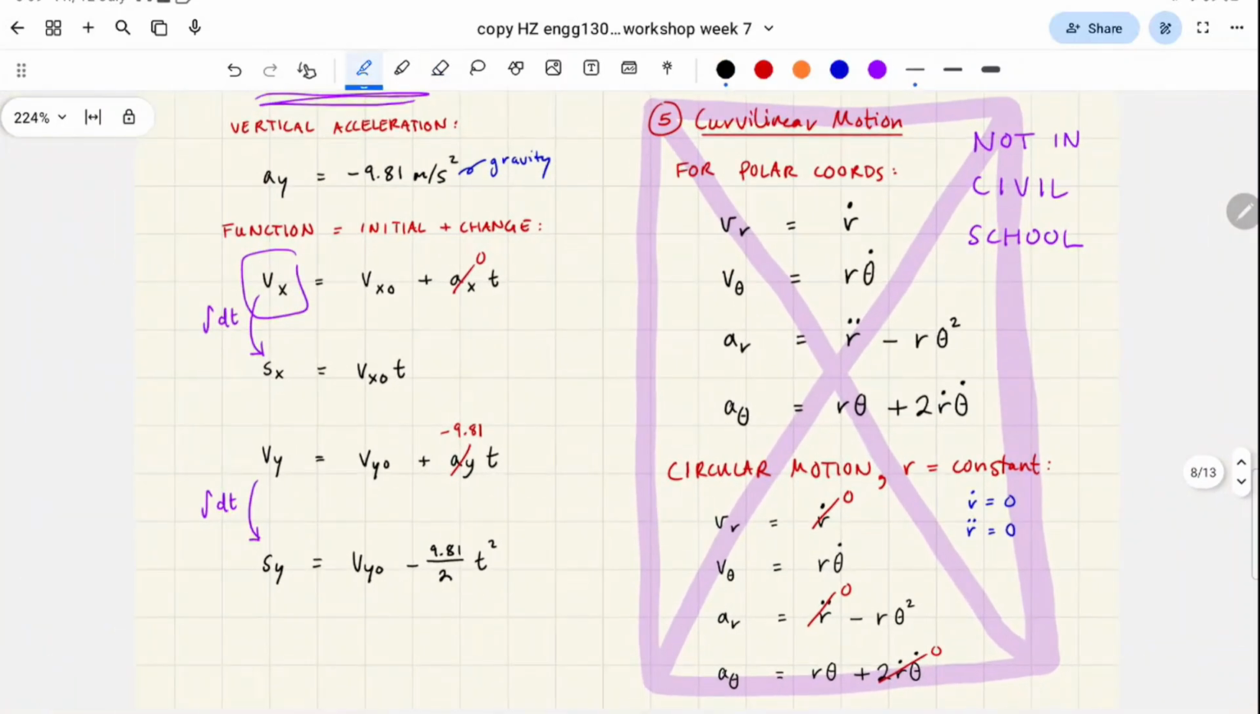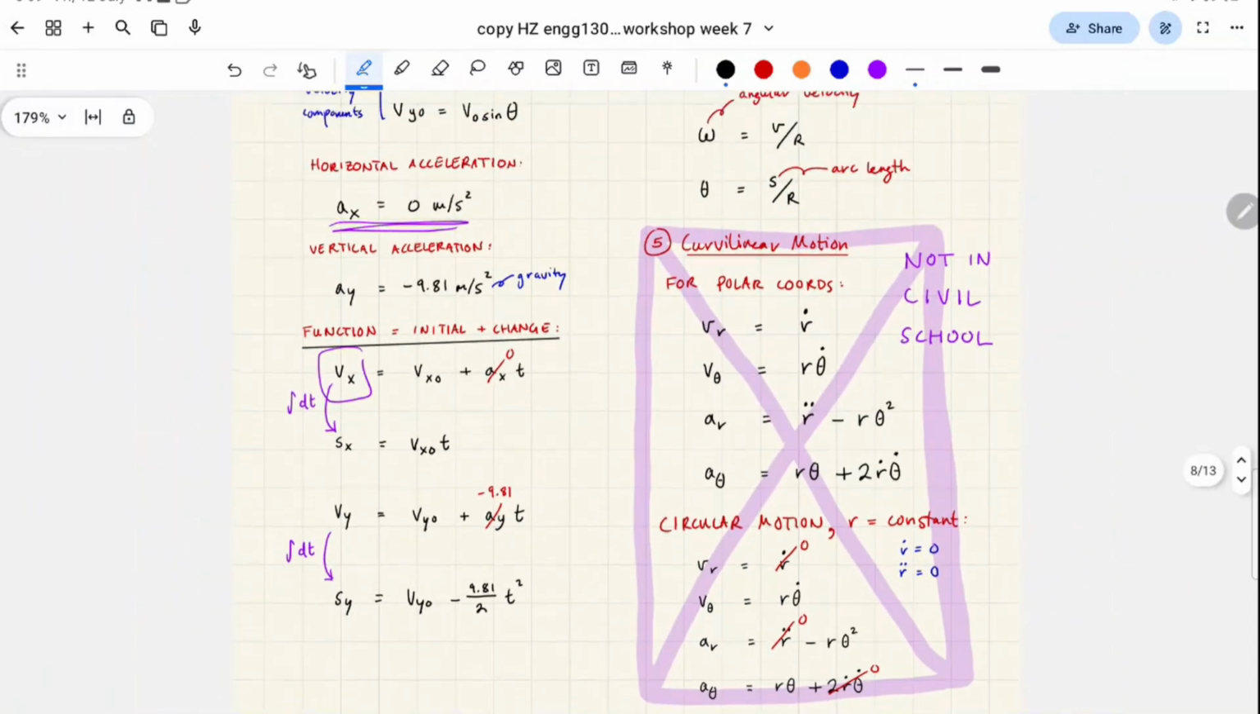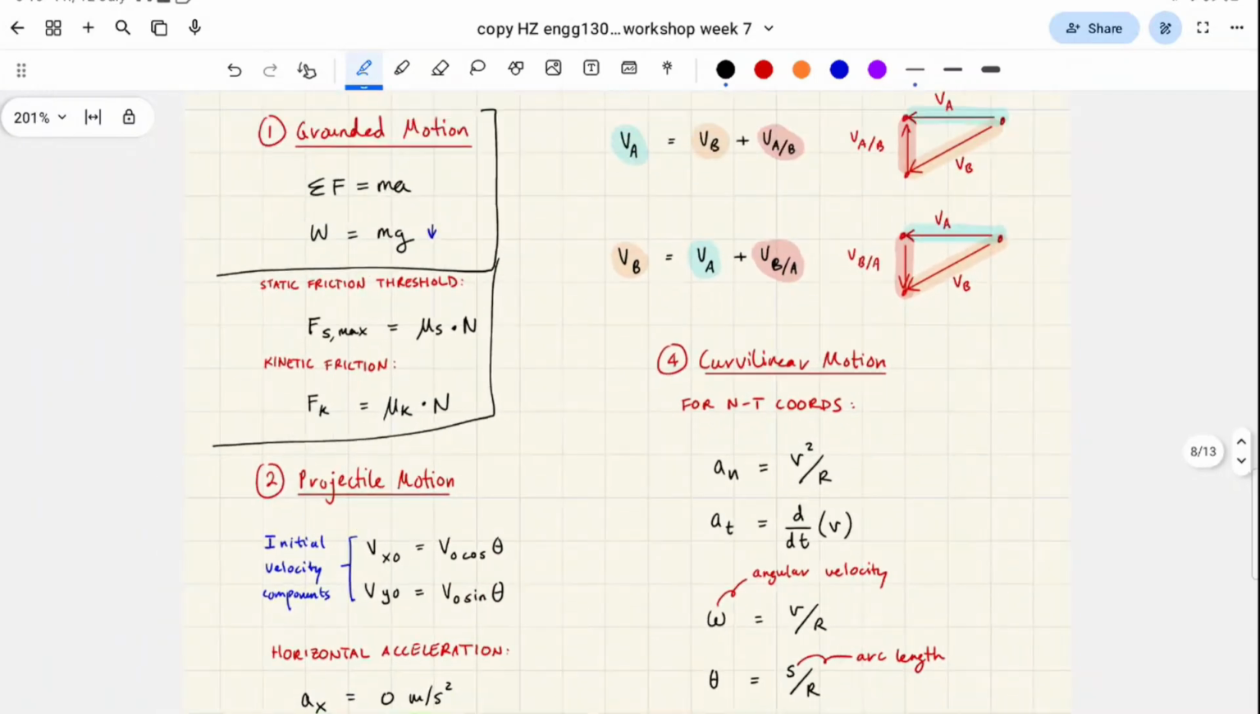Okay, hopefully that makes sense. These are general formulas which will keep coming back when we're doing projectile motion questions. But it's all derived from that idea of function is equal to the initial component plus the change component.